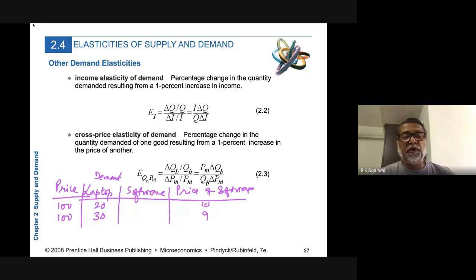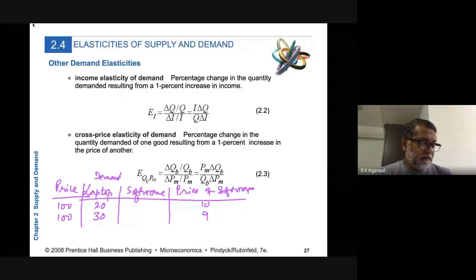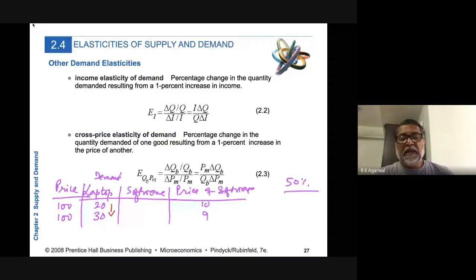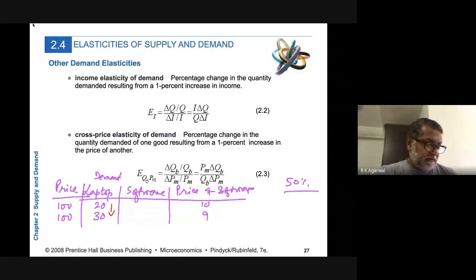So let's calculate it. Percentage change in demand is 50% because it's gone up from 20 to 30. And then what is the percentage change in the price of software? This is minus 10% because it has gone down from 10 to 9. What is the value? Minus 5.